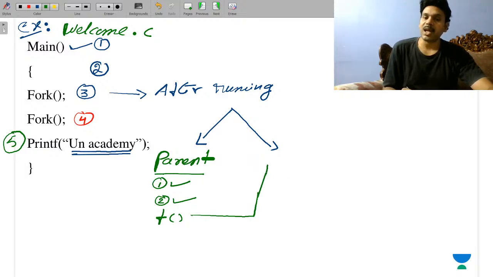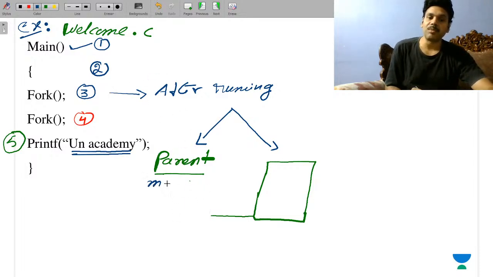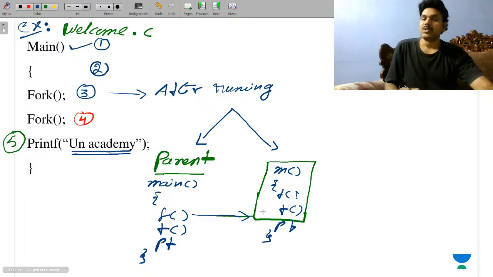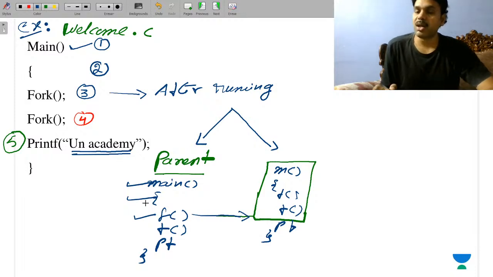As soon as it creates a child process, I said that the child process is an exact replica of your parent process only. Therefore, what is going to happen? You will get here whatever statements are there in your main program, that is the parent program. So main and open delimiter and a fork statement, and the next one is a fork statement, and the next one is a printf statement and bracket close. Whenever you call this fork, then what is going to happen? You will get one more main here and fork here and fork here, then the printf statement here and bracket close. So I said that the parent has completed these three lines, and the same is applicable to the child also.